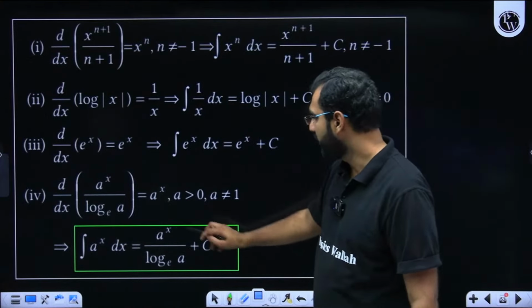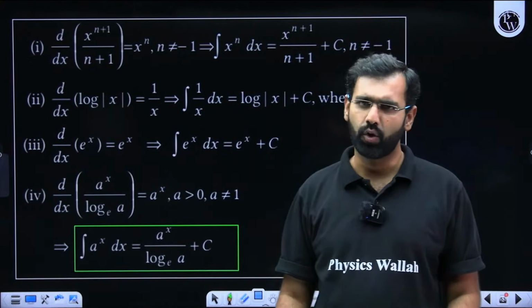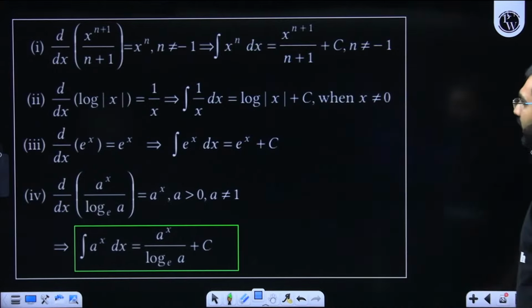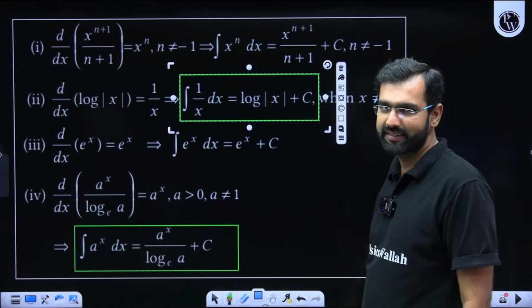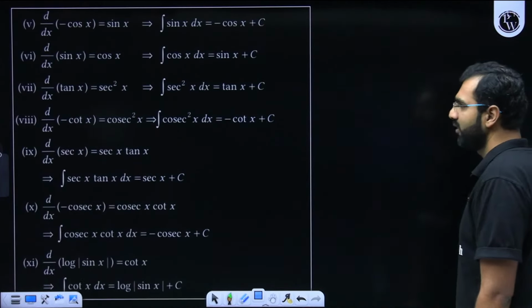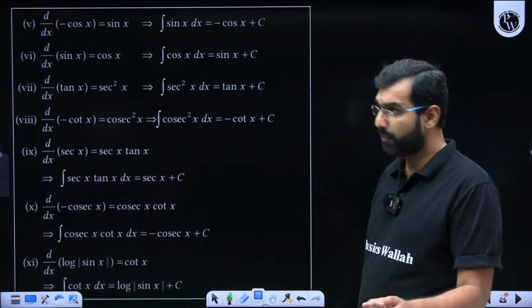So here it will be a to the power x divided by ln a. I hope you remember that. That's the basic result. And yes, something like this as well, that 1 upon x when integrated gives you ln of mod x, plus c will be there, which I'm not discussing. Few more important results. Which one?